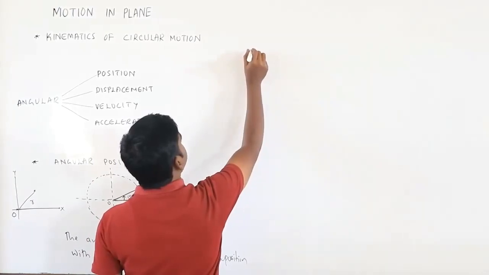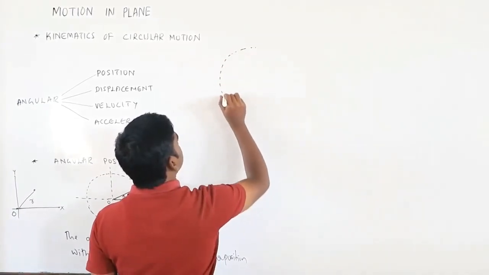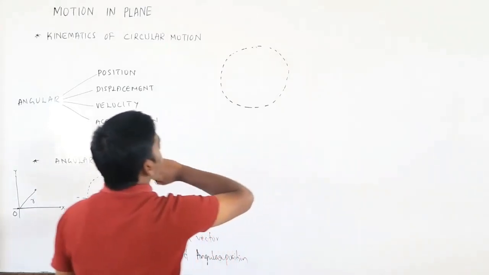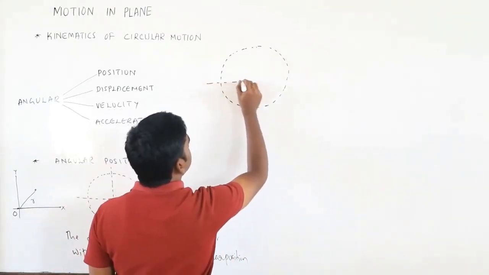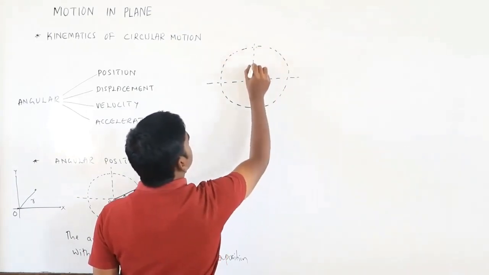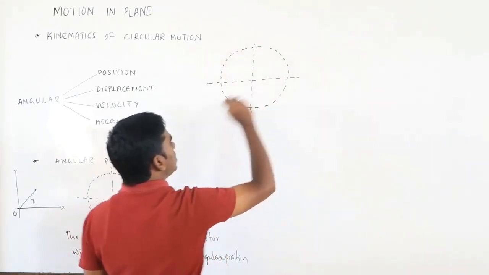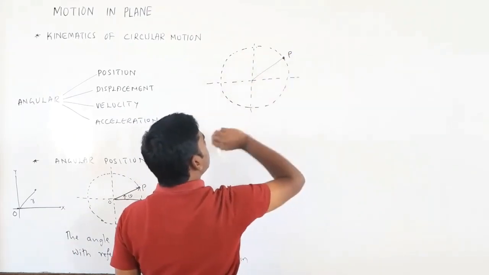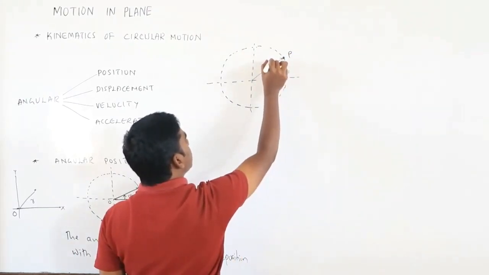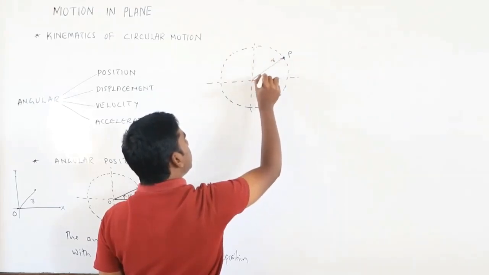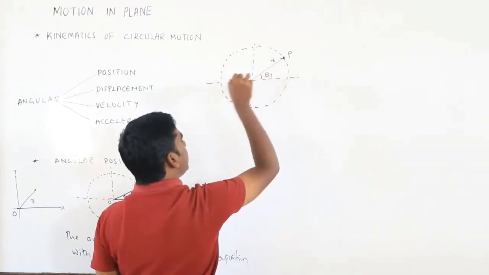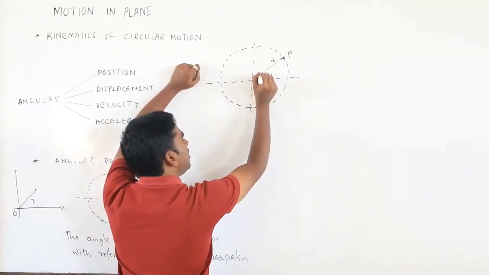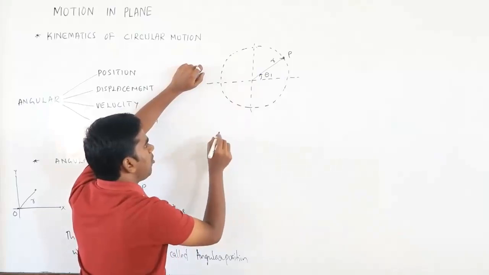So suppose you have the circular motion. If this is the circular motion, this is your reference line. Now suppose point P is here, so join this one. This is the radius, no need to worry about that. If I take this as theta1, this is going to be the angular position of point P.